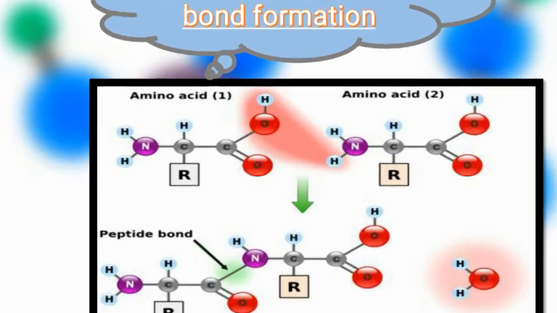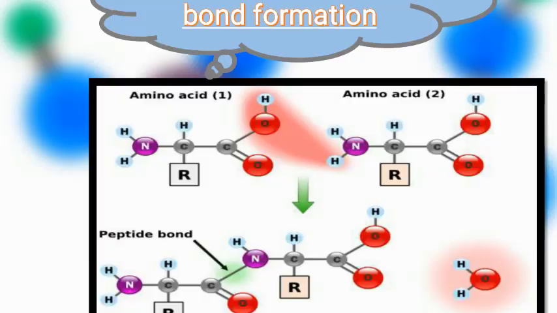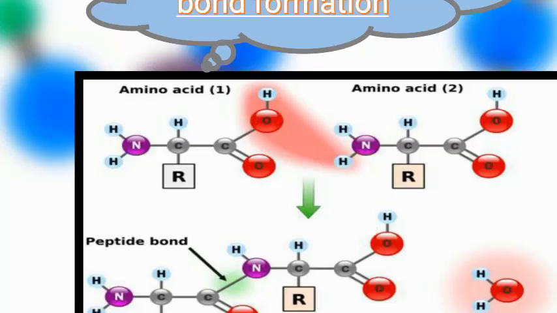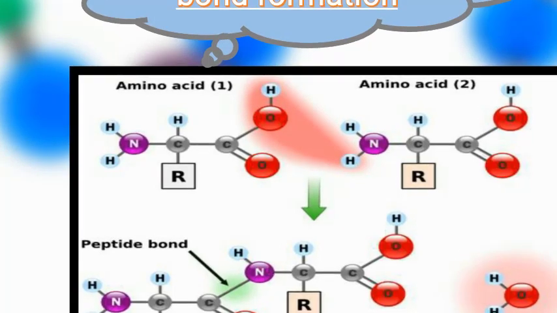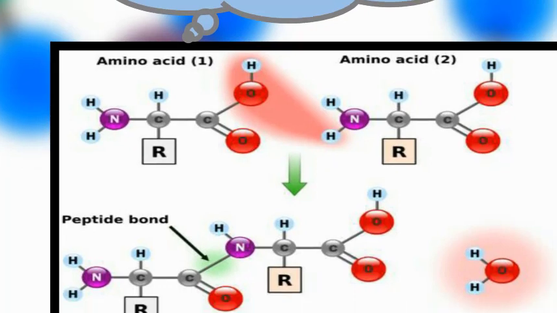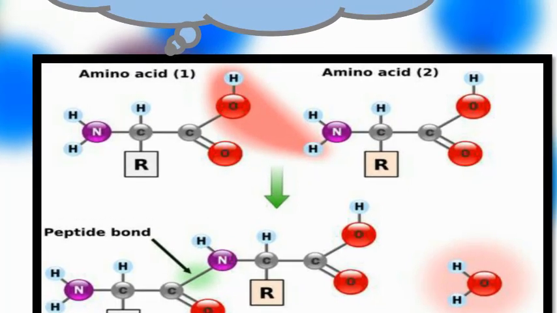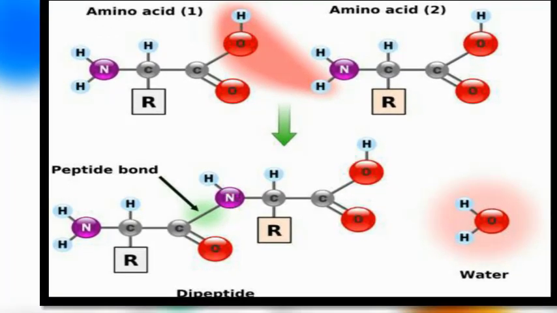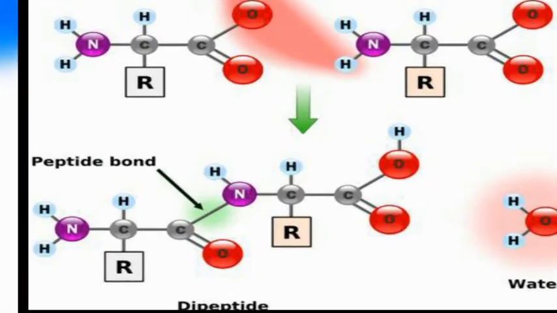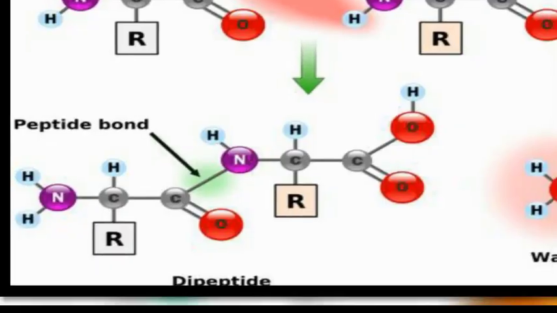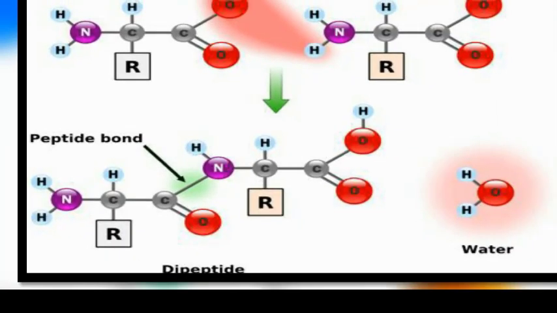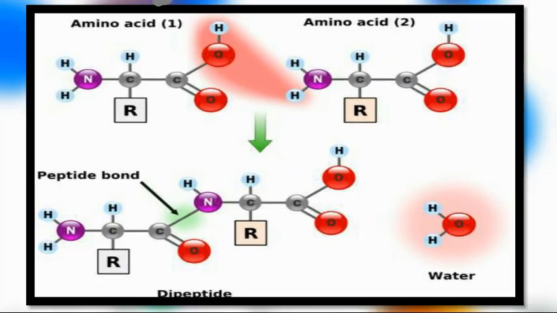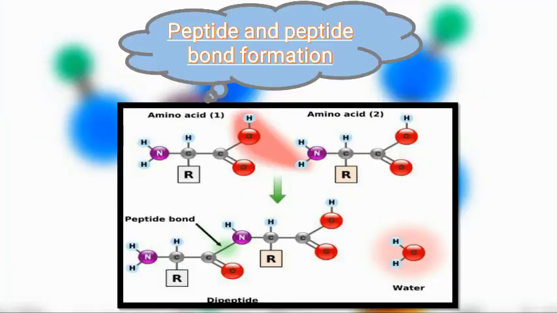As we can see here, the first amino acid is eliminating its hydroxyl group from the carboxylic group, and the second amino acid is removing its hydrogen from the amino group, and a water molecule is eliminated. As a result, this linkage here, CONH, is formed, called the peptide bond, and the molecule resulting is called a dipeptide.